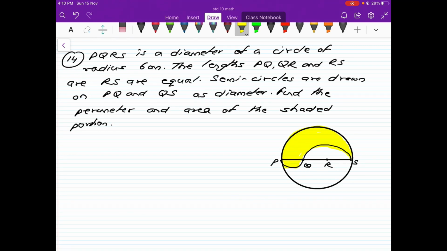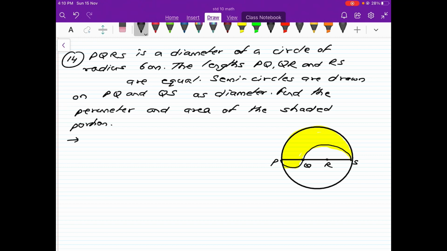Now we come to an interesting thing. PQRS is the diameter of a circle of radius 6 centimeters. The lengths PQ, QR and RS are equal. Semicircles are drawn on PQ and QS as diameters. Find the perimeter and the area of the shaded portion. So how do we do this sum?